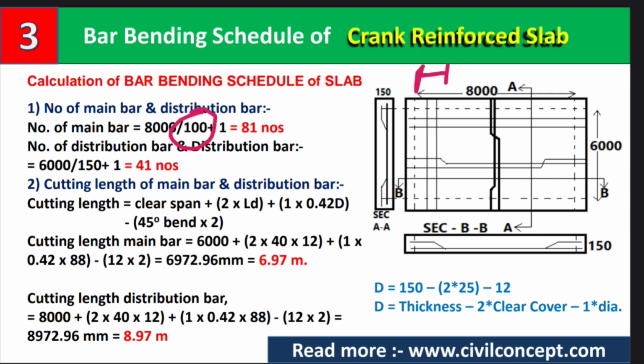4 inch, or 100 mm we have taken plus 1. This is the formula, and after calculating we will get 81 number of main bars. Similarly, for number of distribution bars, what will the number of distribution bars be?